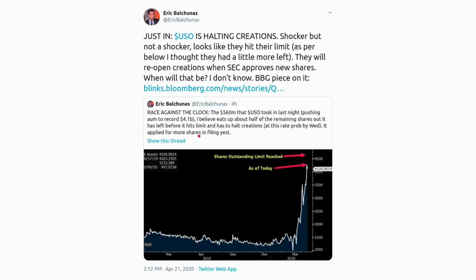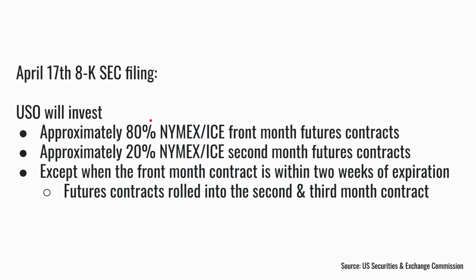On April the 17th, USO had to tell its investors, via an 8K SEC filing, that it was going to change the way it got exposure to oil. It used to do this via an 80% position in the front month futures contract, so that would have been the May contract, which unfortunately turned negative, and 20% in the second month futures contract, which would have been the June contract. To avoid these kind of situations when the price turns negative, it had a proviso saying that it could instead use the second and third month contracts if the front month was within 2 weeks of expiration.